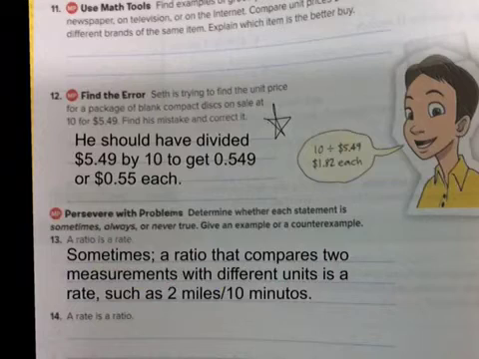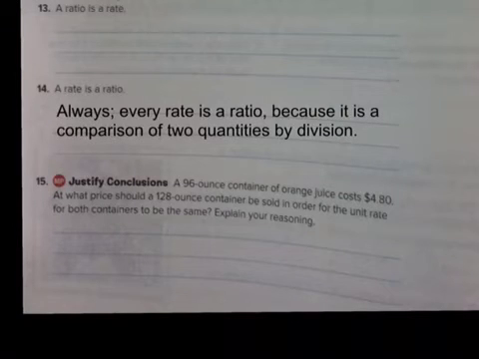Please copy this down. The next statement says a rate is a ratio. That is always true. Okay, this one's only sometimes true: that a ratio is a rate is only sometimes true. But a rate is a ratio always. All rates are ratios. Every rate is a ratio because it is a comparison of 2 quantities by division.